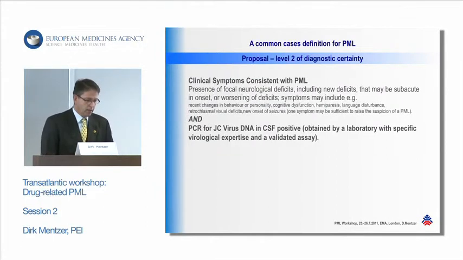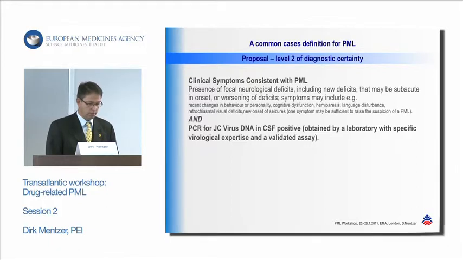Oh, thank you. So we had the second level of diagnostic certainty reduced to the information that we do have clinical symptoms consistent with PML, as mentioned, and we do have the JCV DNA positive in the CSF confirmed by a validated lab. And this is reflecting some of the cases where the MRI scan is either inconclusive or not reproducible. And those cases are also seen from a regulatory point of view as a high level or high suspect of PML.